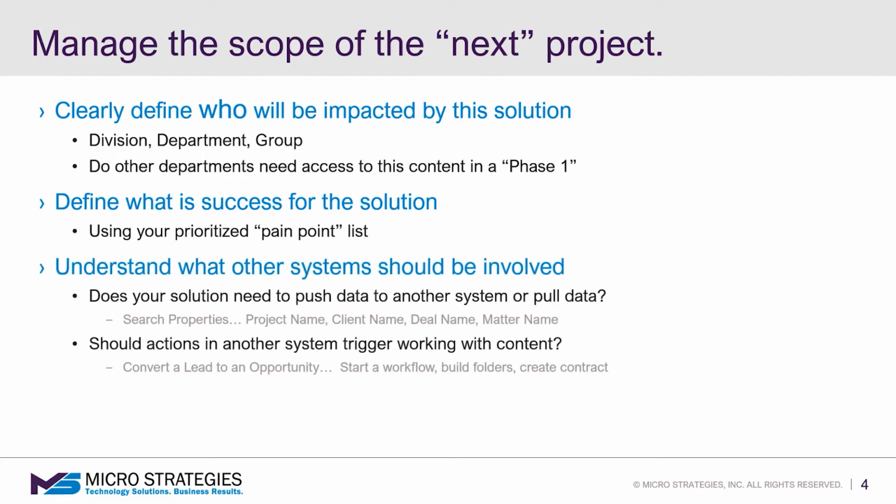Understand what other systems should be involved. Does your solution need to push data to another system or pull data? So search properties, project name, client name, deal name, matter name. You may have pick lists in your content management system, and the values in that pick list might come from another system. Should actions in another system trigger working with content? So in other words, you convert a lead to an opportunity, say in Salesforce. Does that automatically start a workflow, build some folders, maybe even create a contract?